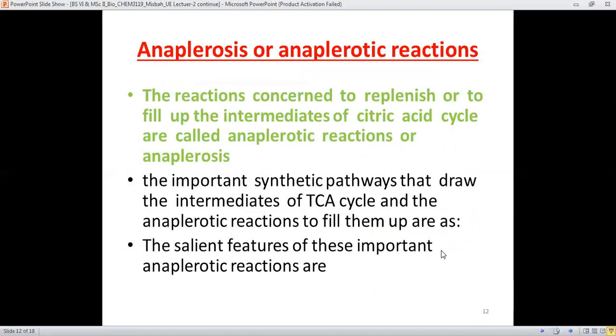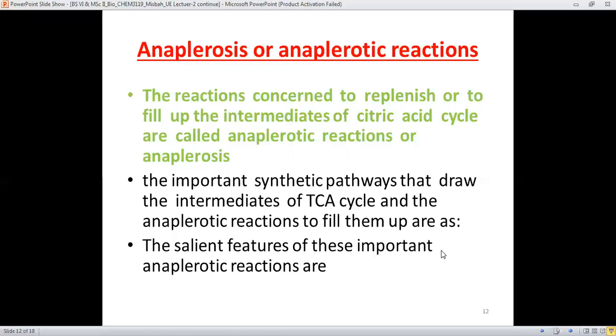Next is anaplerosis or the anaplerotic reaction. It means such type of reaction which replenishes or fills up the intermediates. The citric acid cycle has a number of intermediates, and these intermediates are no doubt converted into other substrates or other products, but they also serve as intermediates for other pathways, like the fatty acid pathway. Therefore there is a need to replenish them.